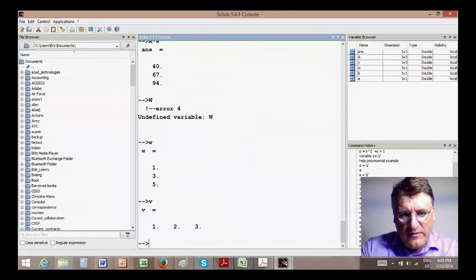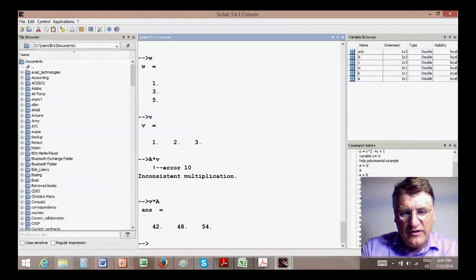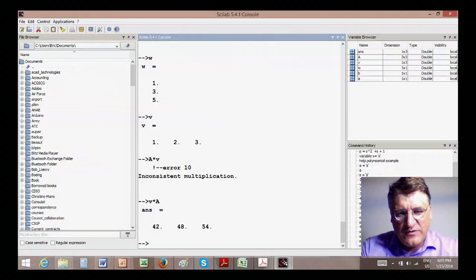Now, A times V, if you remember, V is a row vector. A times V will return an error. However, V times A will return an answer because the dimensions are compatible. Okay, V is a row, A is a matrix. V has 3 entries, A has 3 times 3 entries. Therefore, we are fine.